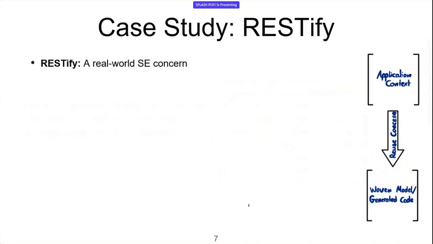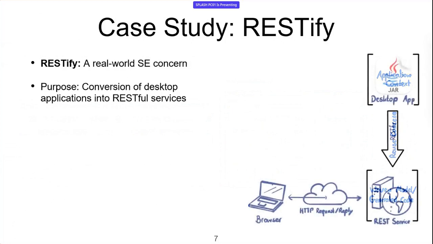Now, that was all very high-level and abstract. Let me get concrete. I want to talk about one specific concern for which we developed a prototype. The concern is called Restify. So the idea is, let's say we have some desktop application that we already have. As you can see here on the top, let's say we have some jar file, we can run that. And we would like to now allow the functionality that this application provides to be accessed over the web through a REST interface. So ideally, we would like to take our desktop app and apply the Restify concern to it, and then get a REST service that can be called over the internet.